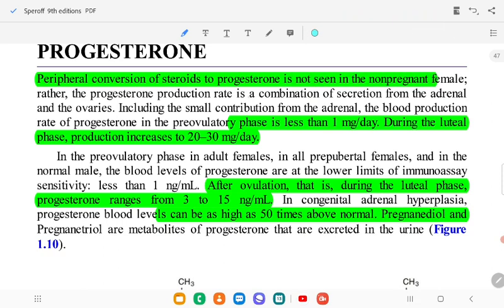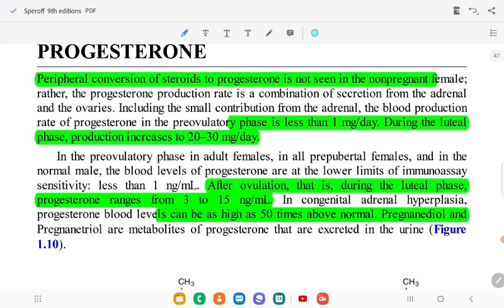Rather, the progesterone production is a combined secretion from the adrenal and the ovary, including a small contribution from the adrenal. The blood production rate of progesterone in the pre-ovulatory phase is very low, less than 1 mg per day. During the luteal phase, the production rate is 20 to 30 mg per day. In the pre-ovulatory phase in the adult female, in pre-pubertal females, and in the normal male, the blood level of progesterone is at a lower limit, less than 1 nanogram. After ovulation, during the luteal phase, the progesterone range is 3 to 15 nanograms per ml. In congenital adrenal hyperplasia, the progesterone level can be as high as 50 times above normal.